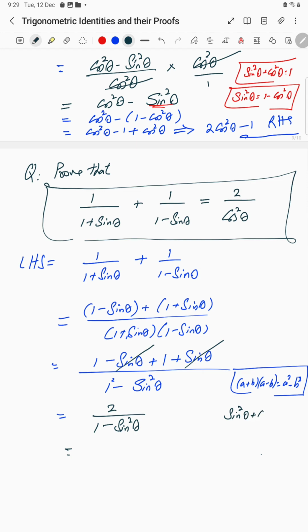Again, the first trigonometry identity, that sine square plus cos square was equal to 1. So if you switch the sign to the other side, it gives you the result of 1 minus sine square theta equal to what? Cos square theta. So I will write it with cos square theta. That's our right hand side. So hence we have proved this as well.